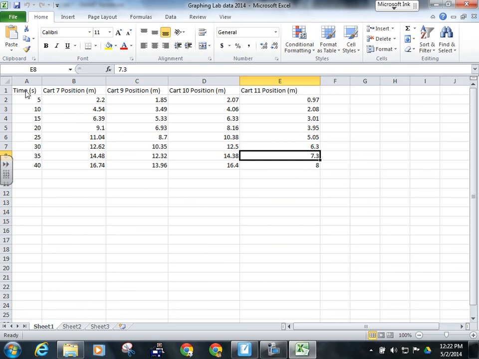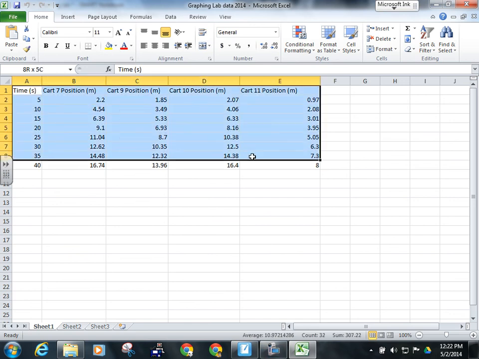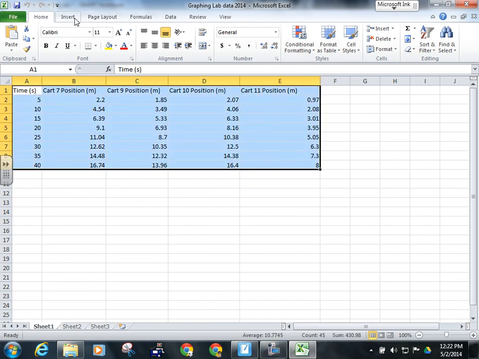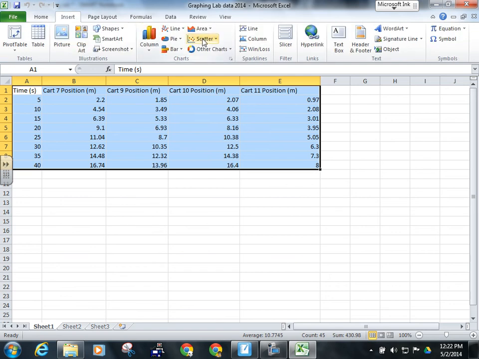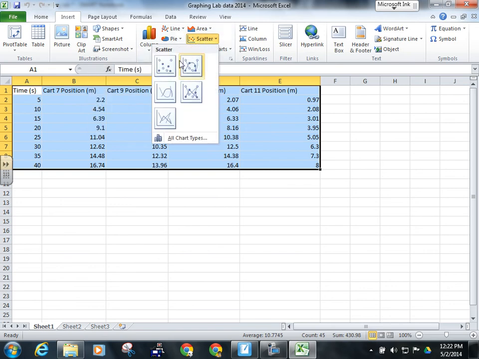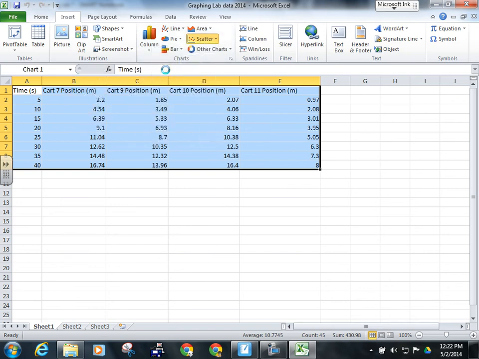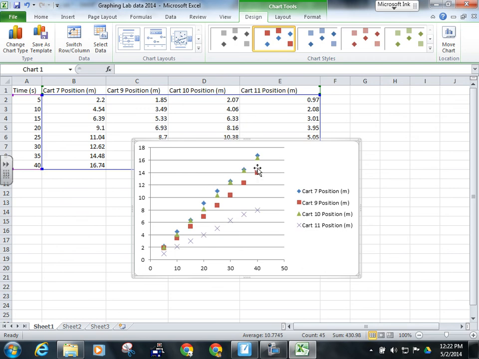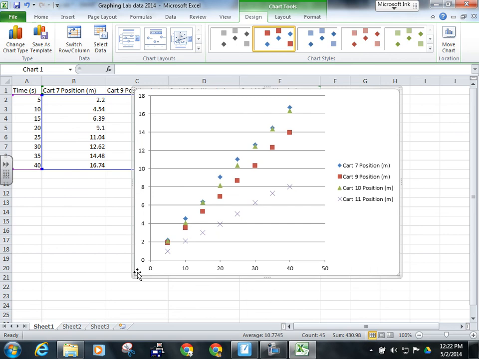Then highlight the columns, like so, and then go to Insert. That's up here in Insert, right? And then you're going to hit the Scatterplot button, which is right here. You want the one that has only dots, because then it'll make a true XY scatter plot. When you do that, you can see that all 4 carts are now nicely on there. You can make that a little bit bigger.